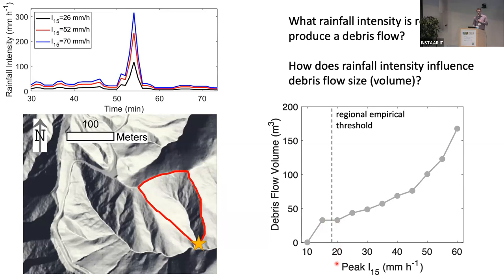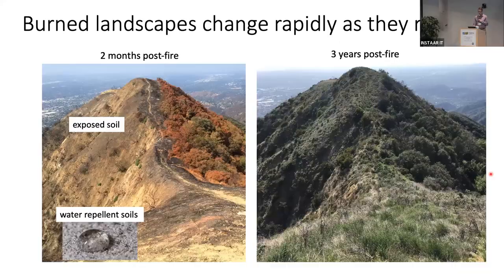And coincidentally, there is an empirically derived regional threshold for the first year after a fire in this area. It's about 18 and a half millimeters an hour, and so we were pleased that our model was roughly reproducing that threshold. And then you can see that as you continue to increase rainfall intensity, you get, as you may expect, an increase in debris flow volume.